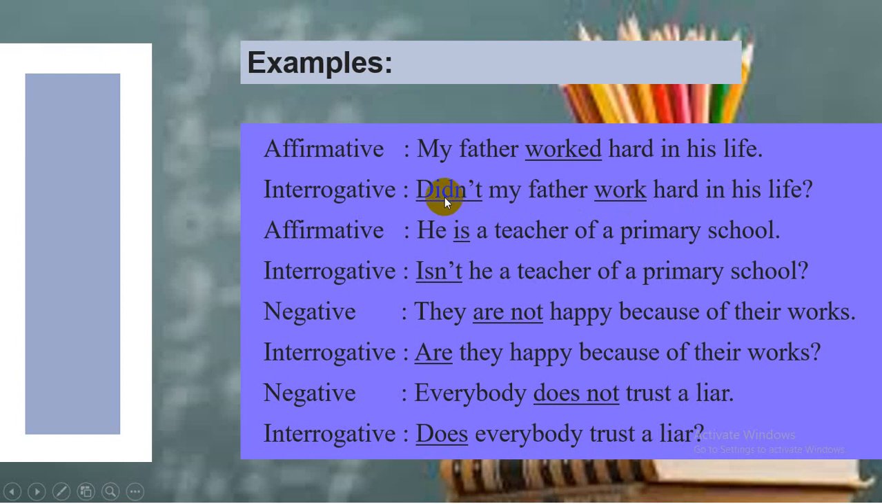After do, does, did, always we have to use the base form of a verb. So that's why worked won't be there, only work is there. So the answer will be: Didn't my father work hard in his life?